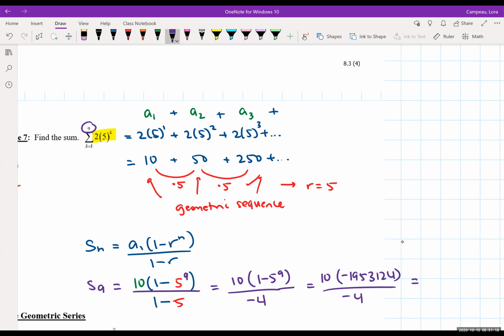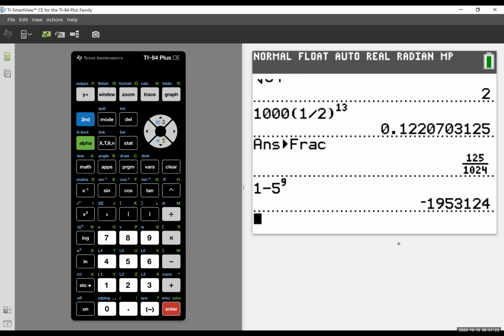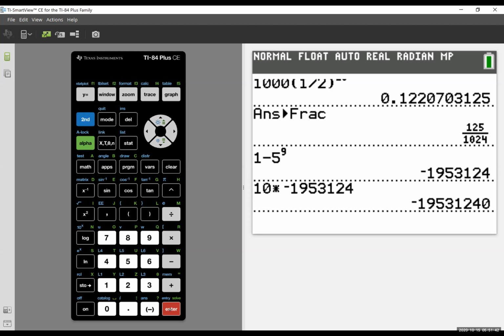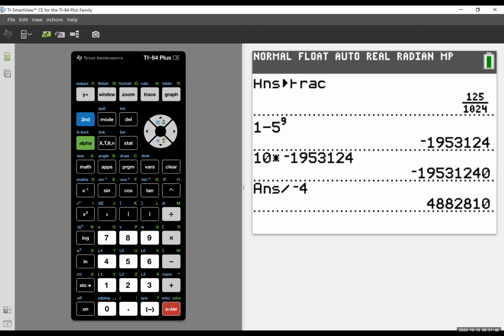I'll switch back really quick so that you see. And if I was plugging this in, I would have 10 times the previous answer, which was negative 1953124. So I have that, and if you divide that by negative 4, we would get our result. So what is that? Another million there, 4 million.